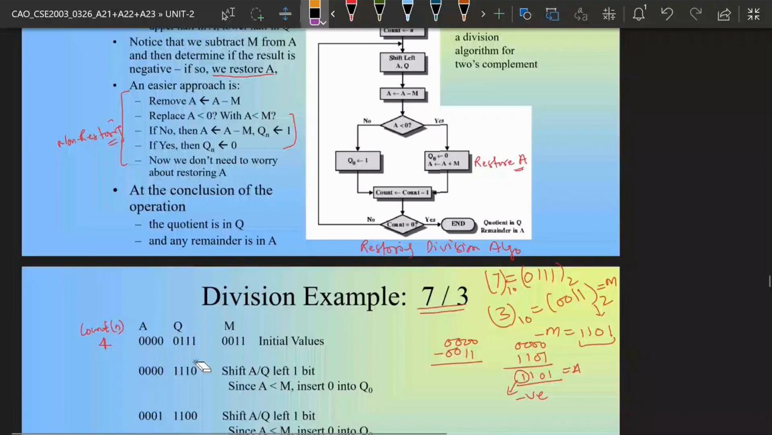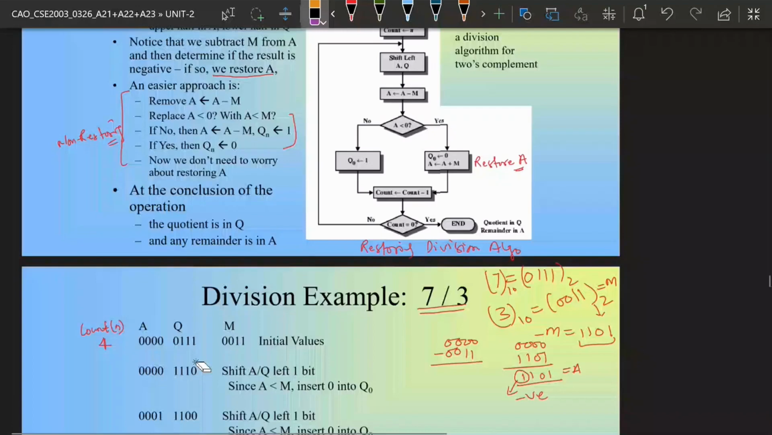plus M. As we have done A minus M, now we need to do A plus M. So A is this one. We need to add 0, 0, 1, 1. Once we do the addition, it is 1, 1 is 0 with a carry, 1, 1 is 0 with a carry, 1, 1 is 0 with a carry, 1, 1 is 0 with a carry. We will ignore this carry. So the content of A should be 0, 0, 0, 0.